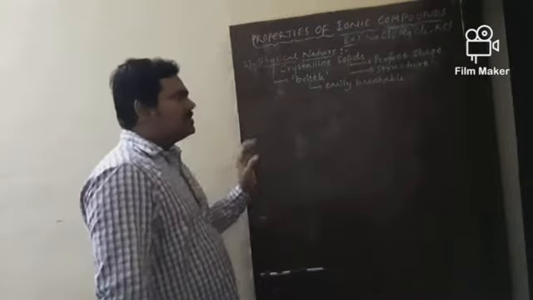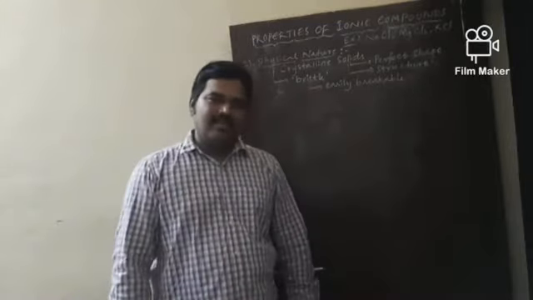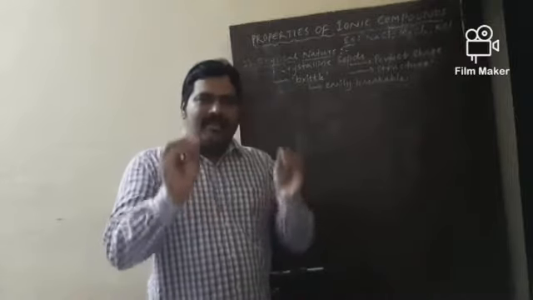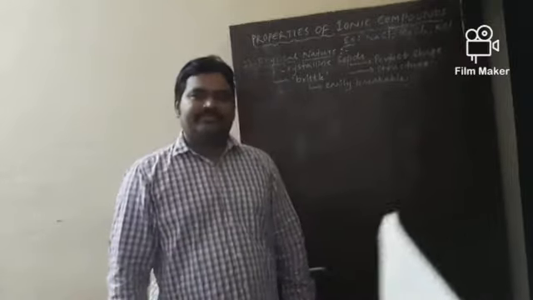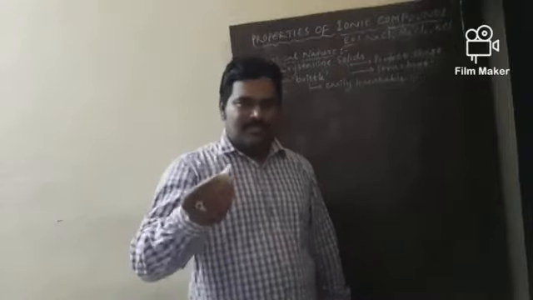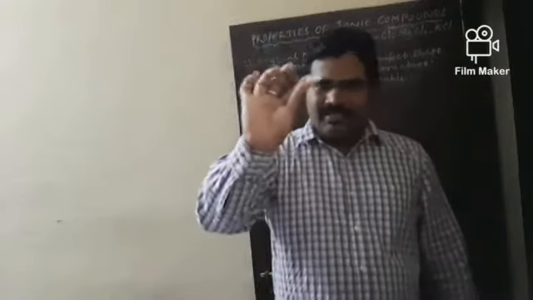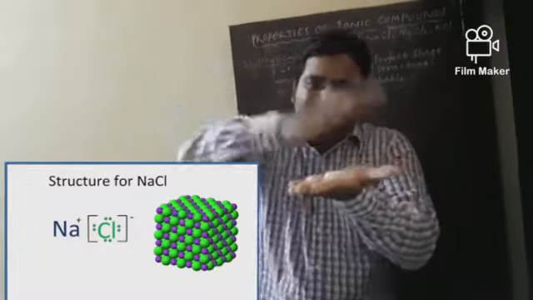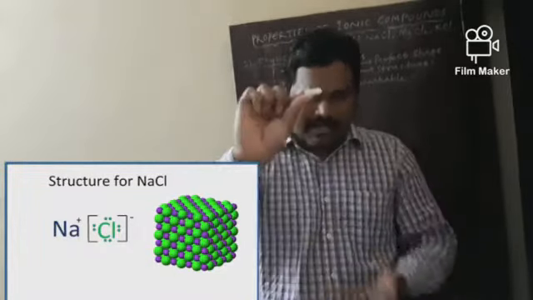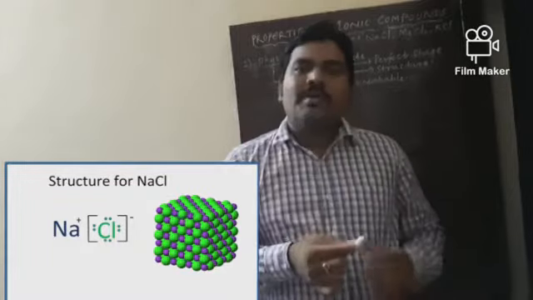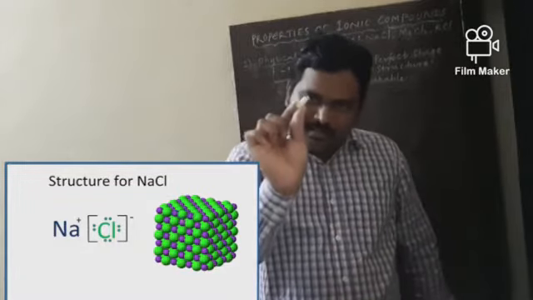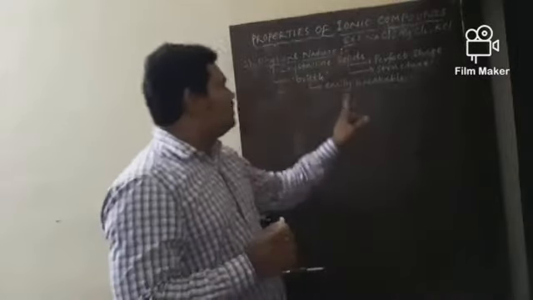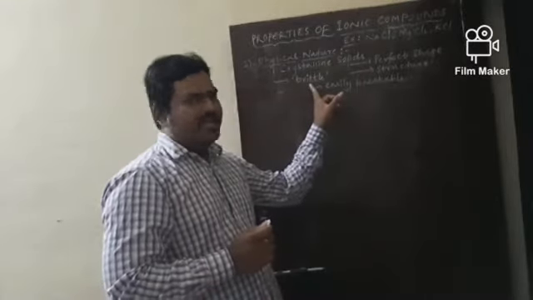So these compounds are brittle in nature and break into pieces if you apply some force or pressure. Okay, suppose I take this chalk piece as a sodium chloride crystal. Whenever I apply force or pressure on the sodium chloride crystal, what happens? It breaks into small pieces, and that tells us these compounds are brittle in nature.